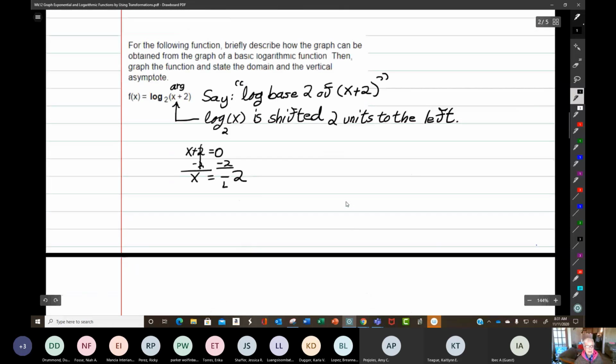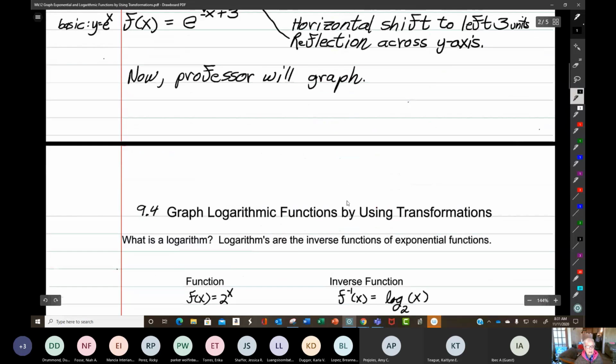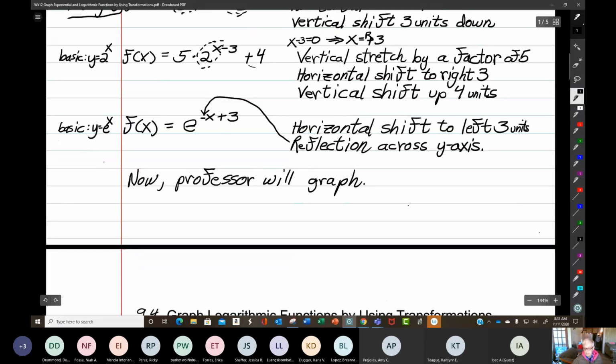We've got to get to logs. But anyway, here's what happened. We had e to the negative x minus 3. This is what I should have done. Negative x plus 3. If I distribute this negative, that's how I get my negative x minus 3.